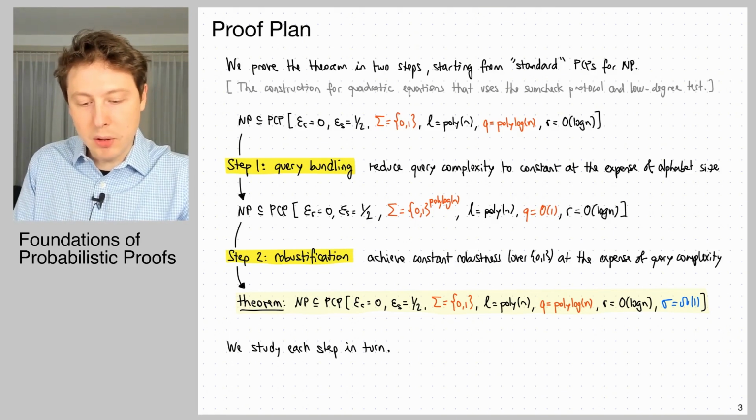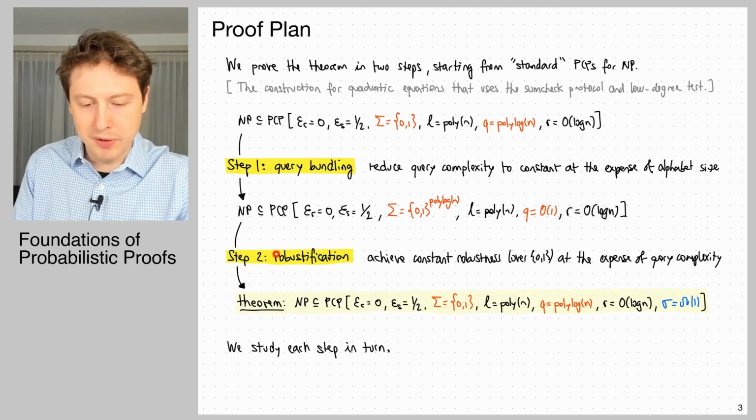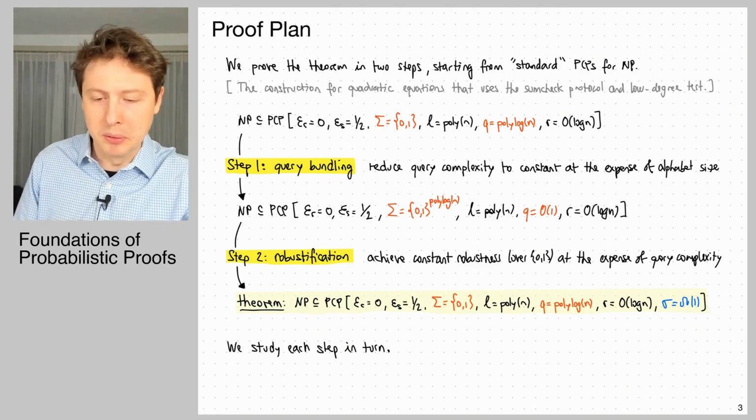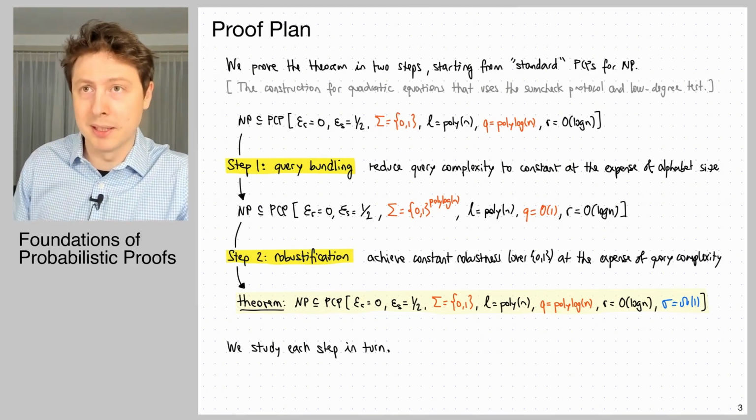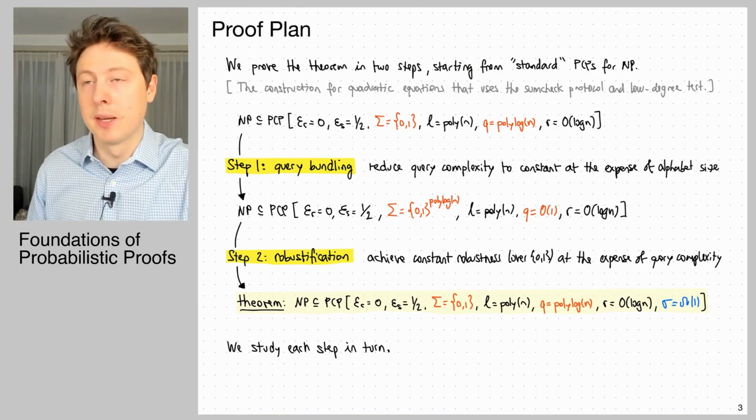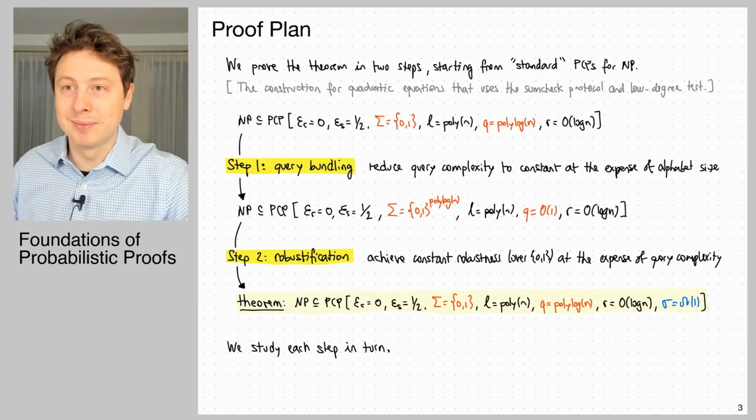So we'll go through robustification first, because it's the slightly easier of the two, and then we'll go to query bundling. Are there any questions about this slide?